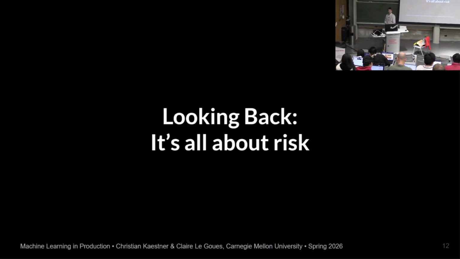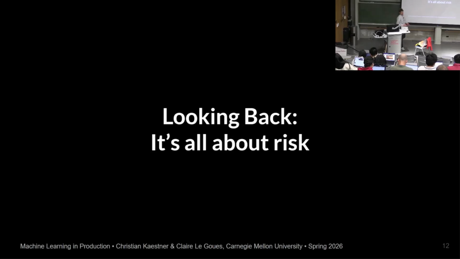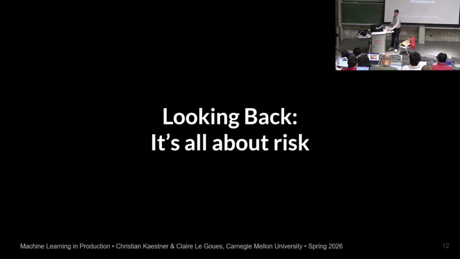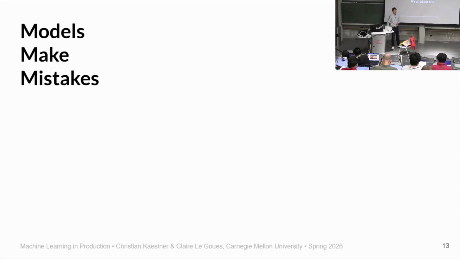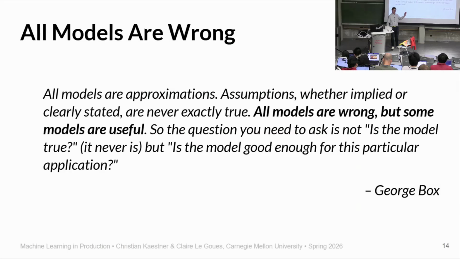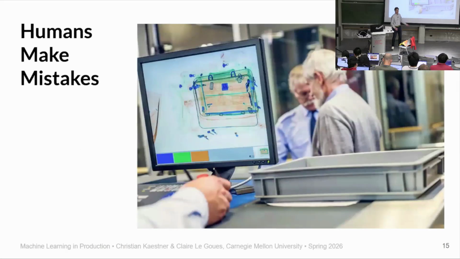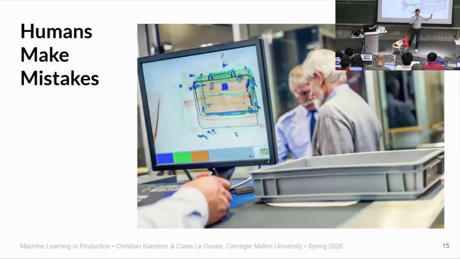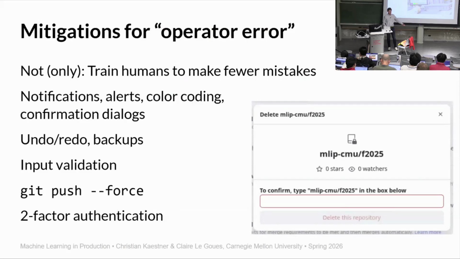So I want to look back a little at the semester, and I want to do this from the perspective of risk. I started with risk in the second lecture. We started talking about how models make mistakes, and that's fundamental, right? All models are wrong, some models are useful, so we need to deal with mistakes. But humans also make mistakes. They're not exactly the same, but I think we need to build systems that are safe despite these mistakes, right?